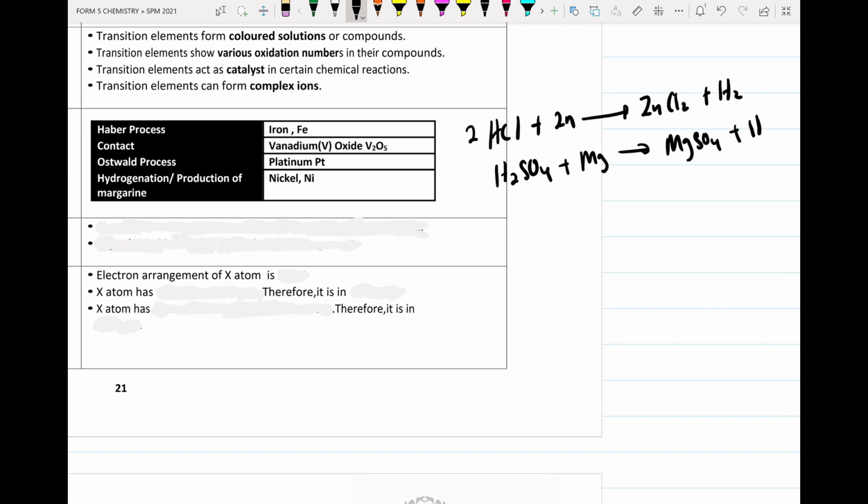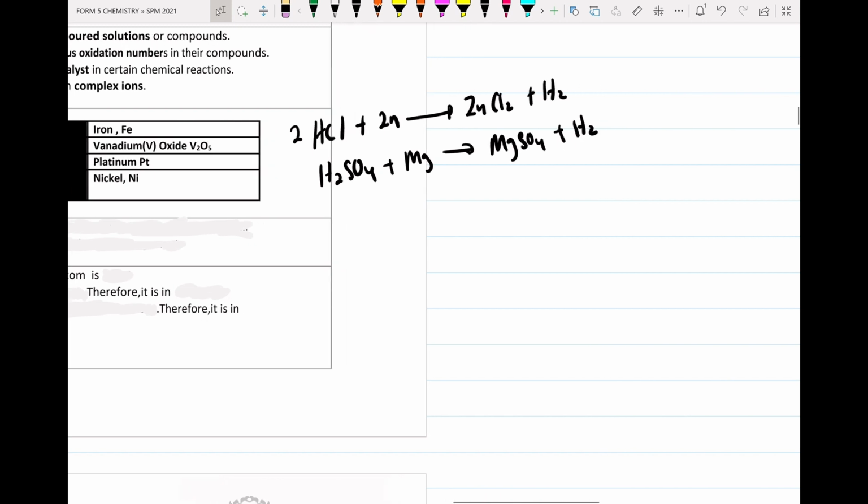Hydrochloric acid reacts with zinc, a reactive metal. We will get zinc chloride plus hydrogen gas. Balance the equation. Or sulfuric acid reacts with magnesium, we will get magnesium sulfate plus hydrogen gas. This reaction can be sped up by adding a catalyst. What is the name of the catalyst used here? It is copper(II) sulfate solution.